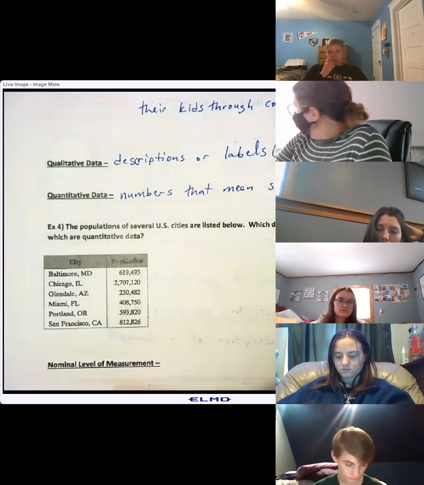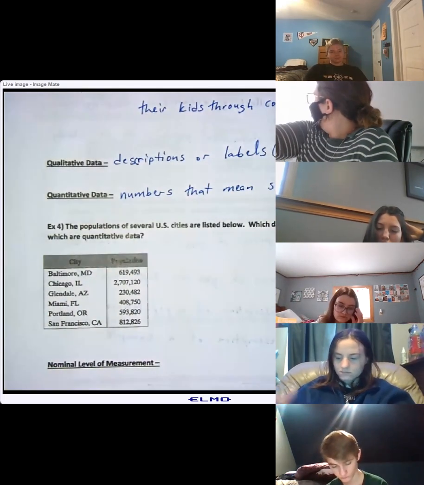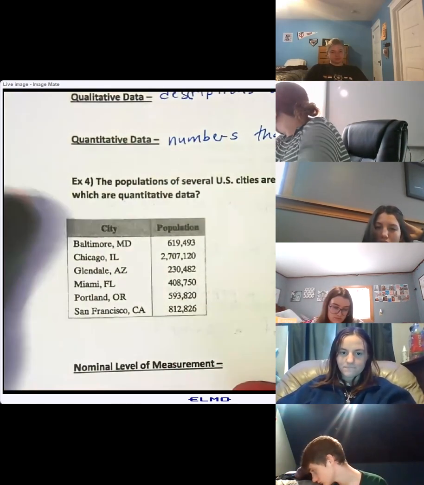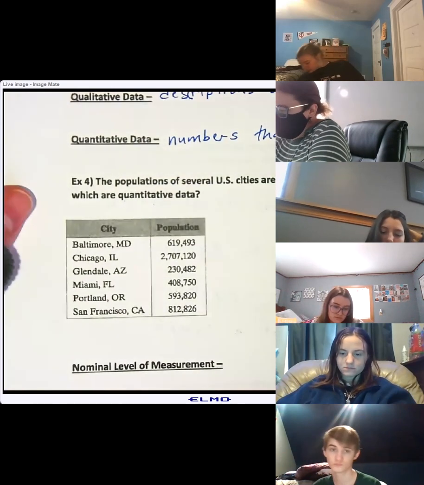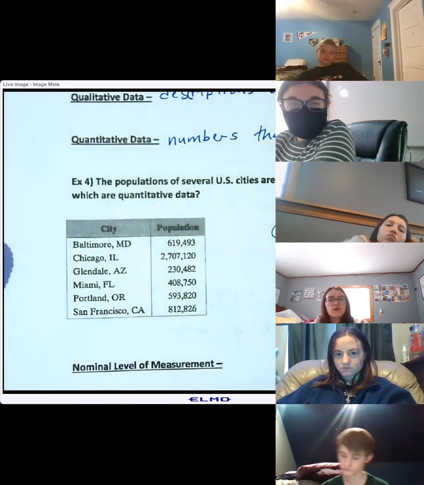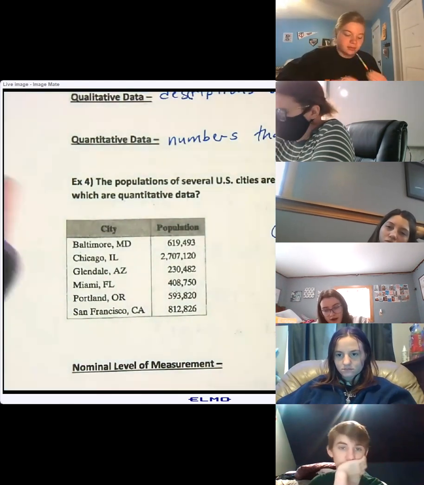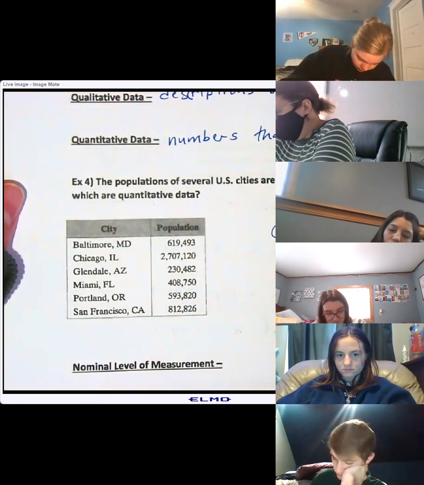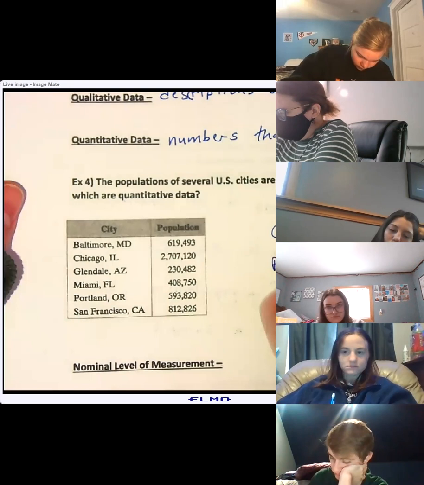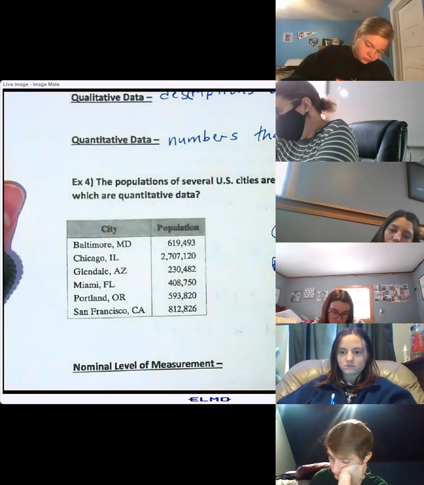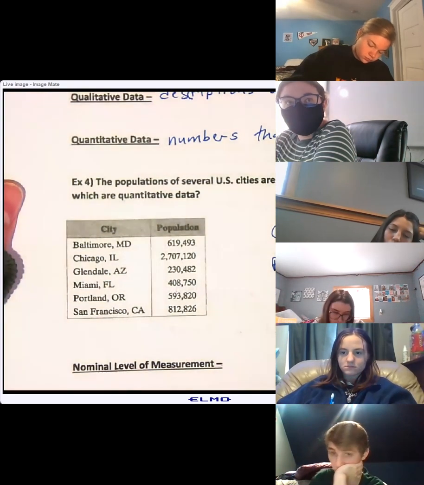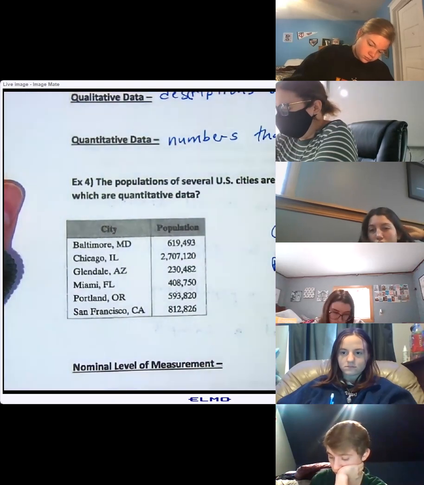Okay, so let's look at this example here. We've got the populations of some US cities. There's the city, here's the population. So let's look at these two categories. The name of the city, what do you think, qualitative or quantitative? Qualitative. Just a name. And the population? You can talk too, you know. Quantitative, yeah.